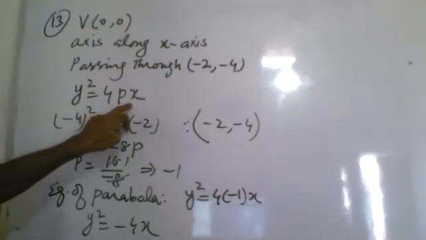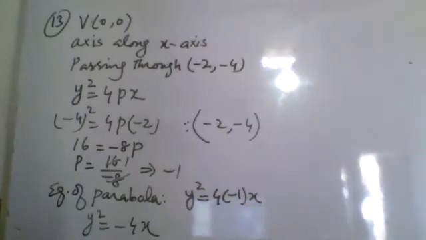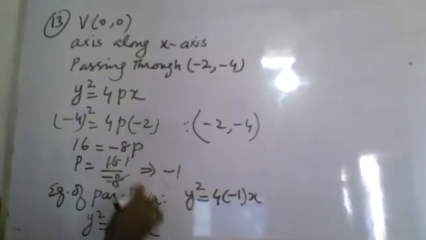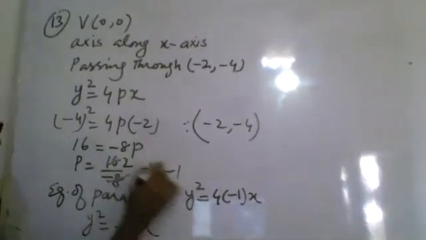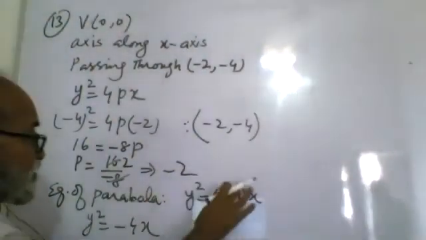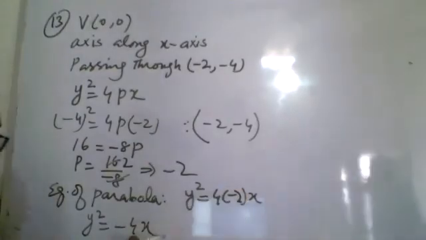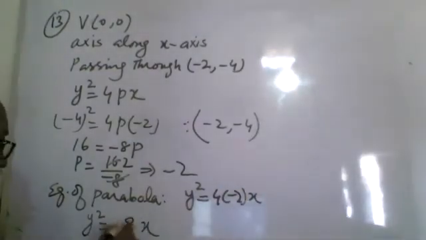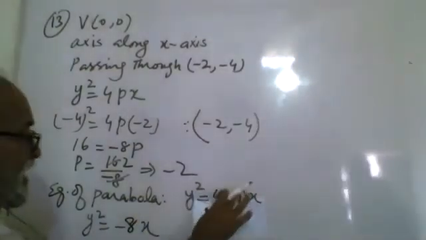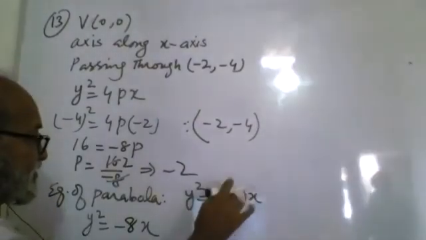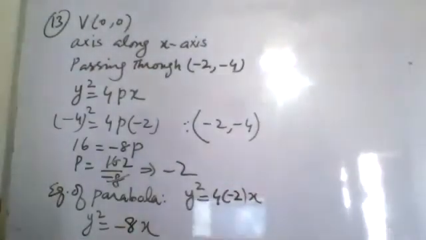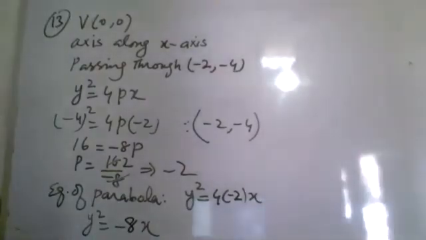Yes sir, 16 by 8 will be 2, so it will be -2. You are right, thank you. This is -2, we'll substitute -2 and it will become -8x, correct. So y square is equal to -8x.